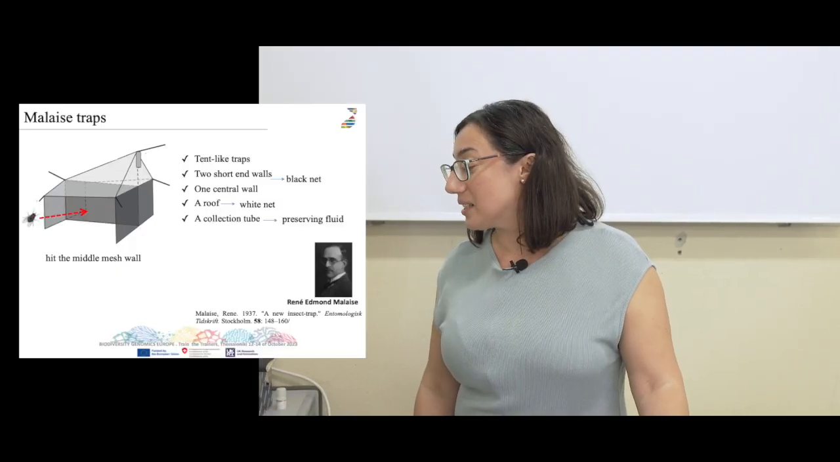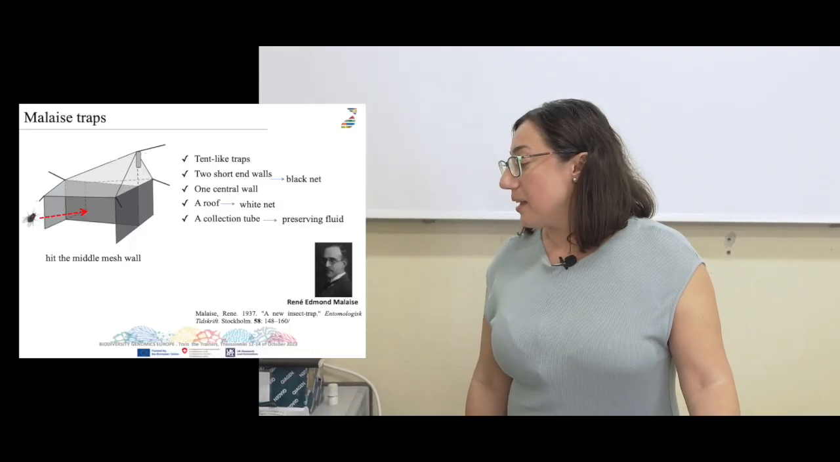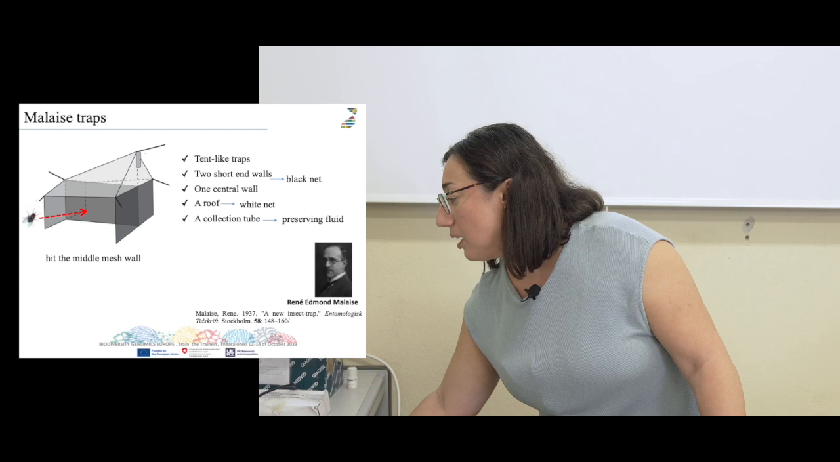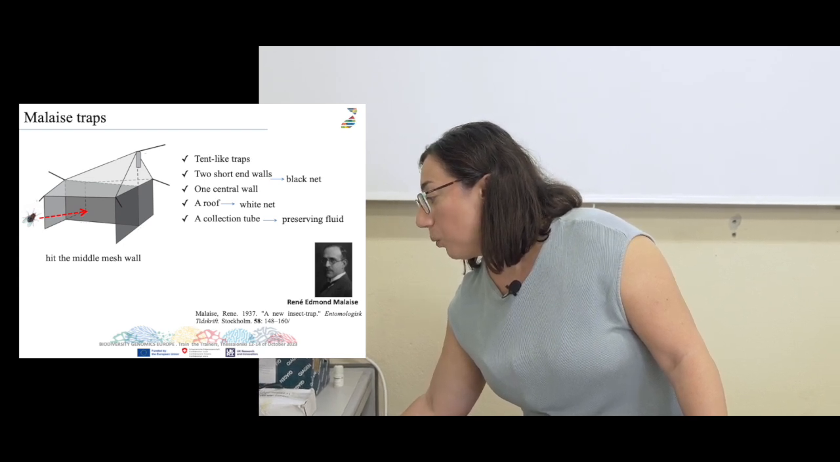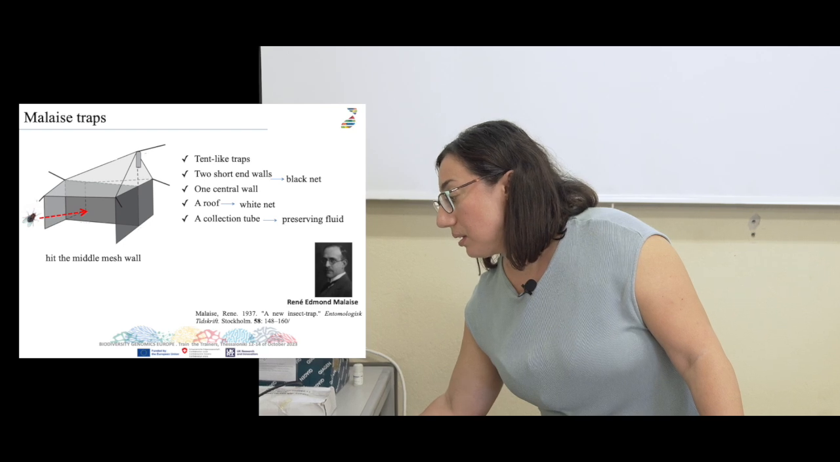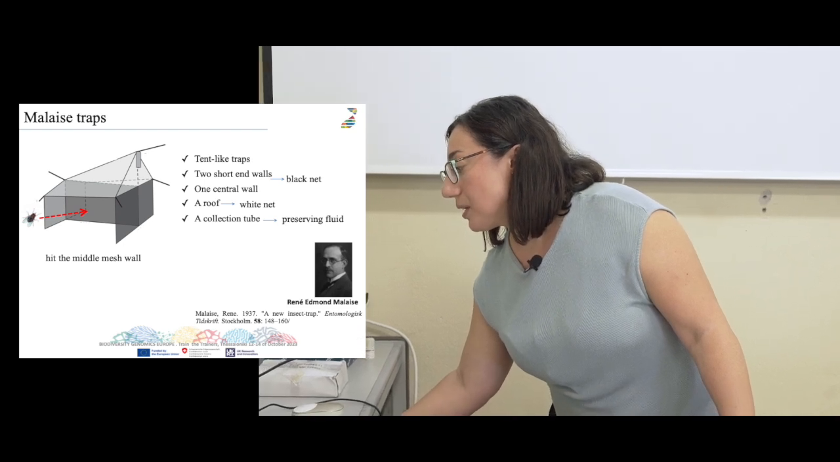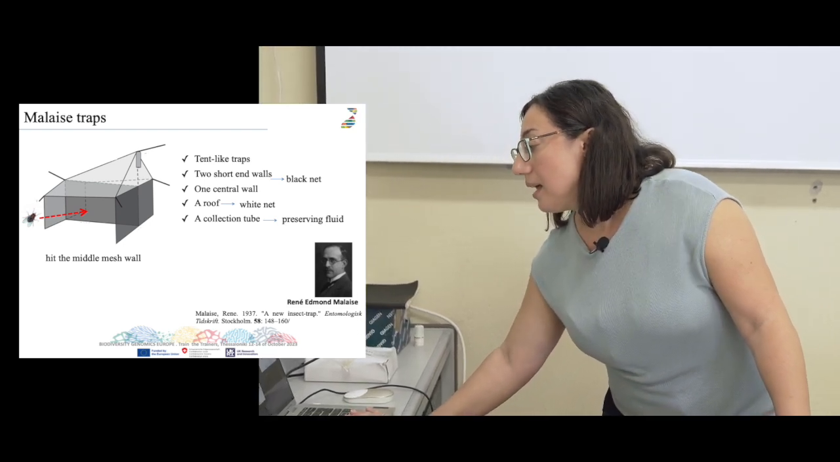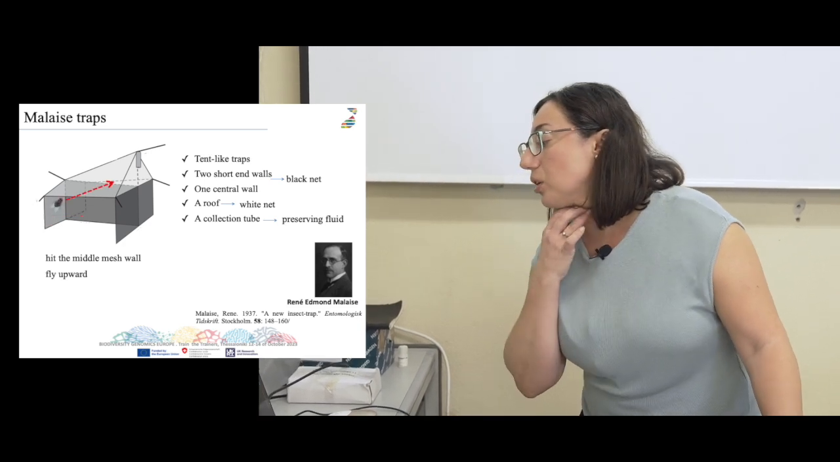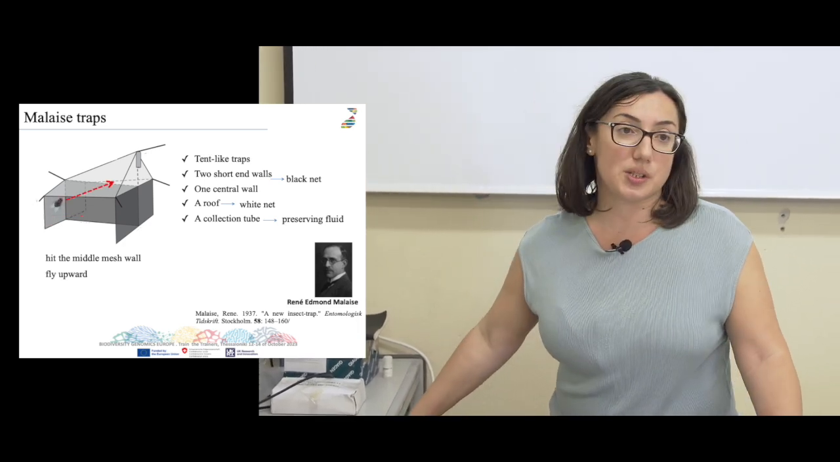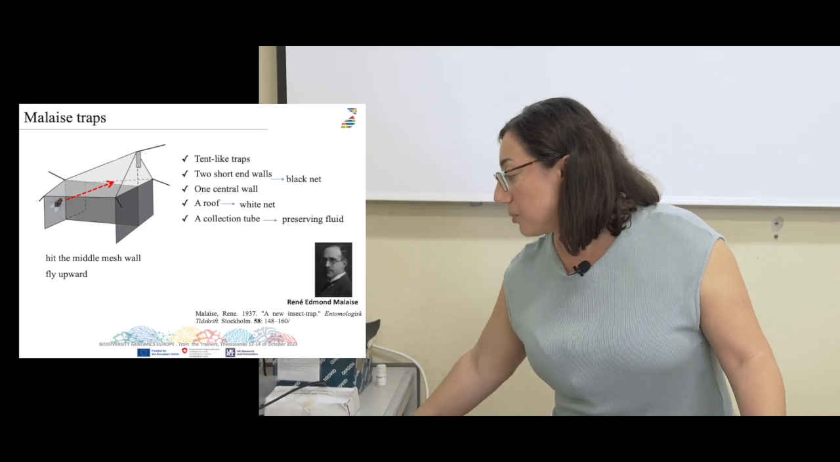We will continue with Malaise traps, explaining what Malaise traps are. They are tent-like traps. They have short side walls and one big central wall. These are all black, and the roof is a white net. On the top of the roof there is a collection tube, which is usually filled with preserving fluid.